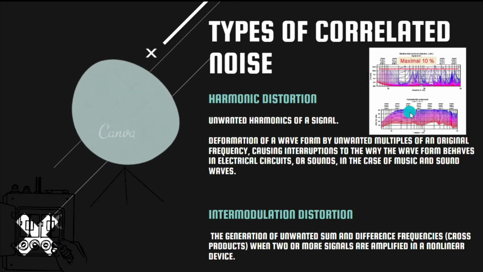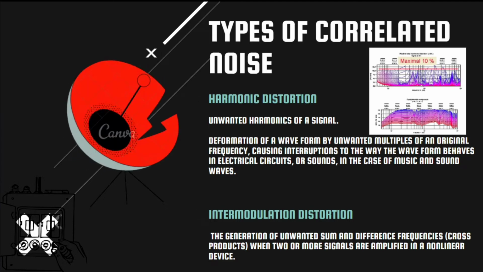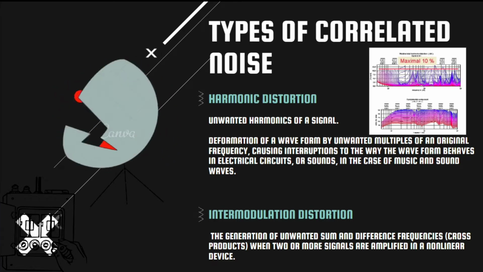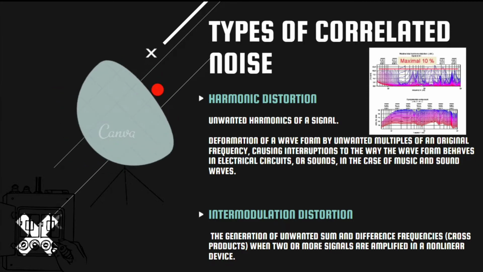Second, we have intermodulation distortion. It is the generation of unwanted sum and difference frequencies, or what we call cross products, when two or more signals are amplified in a non-linear device.